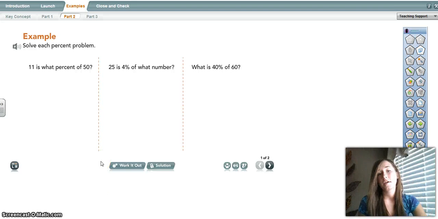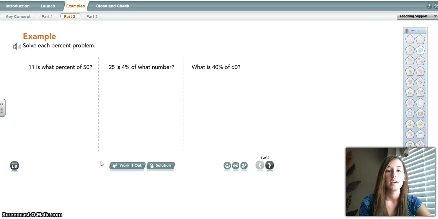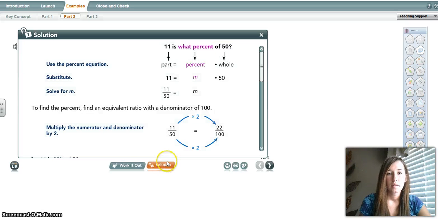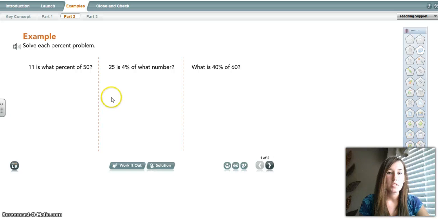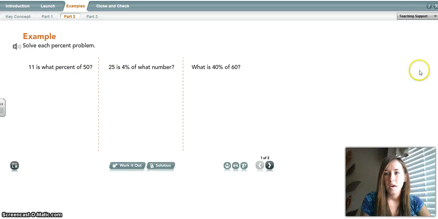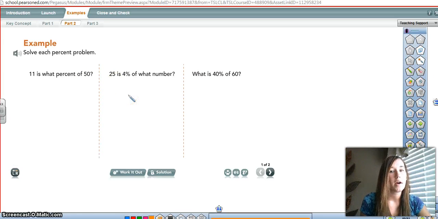You have some to try on your own. I really want you to pause the video and try out each problem to see if you can do each kind. One has you find the part, one has you find the whole, and one has you find the percent. Okay, now there are different ways that you could do each problem. I think I'll just work each one out. I'll stick with the percent equation since that is what the name of this lesson is.